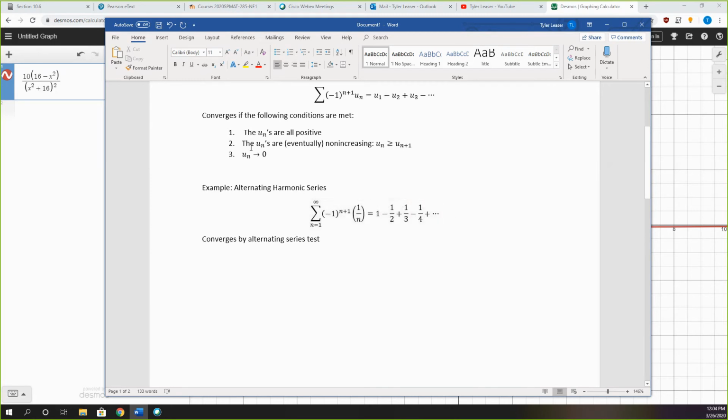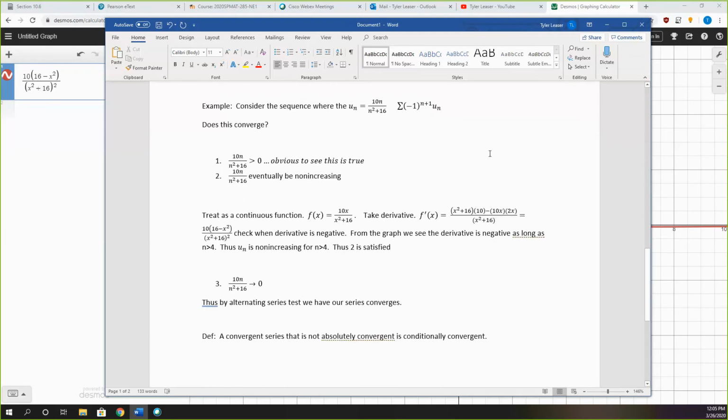If we look at the three different conditions, our u sub n is going to be the 1 over n part. That is always positive as n goes from 1 to infinity. My u sub n's are eventually non-increasing. As I keep plugging my index values in, it's going to make my denominator bigger, which is going to make my 1 over n decrease forever and ever. The third thing is that my u sub n, the 1 over n part, does go to 0. So if I plug infinity in for my n value here, this goes to 0. So that third part is true as well. And because all three of my conditions are satisfied, the alternating harmonic series does converge.